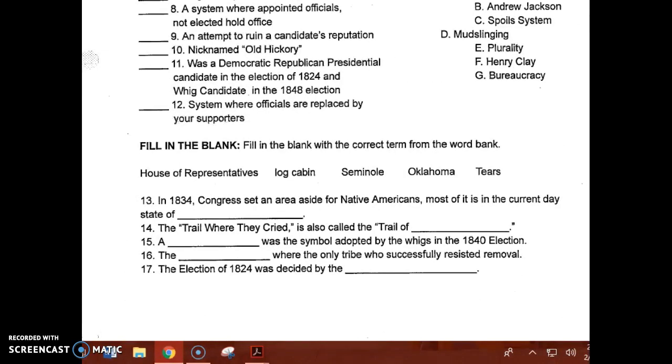The next section is fill in the blank. Here's the word bank: House of Representatives, log cabin, Seminole, Oklahoma, and tears. Number 13. In 1834, Congress set an area aside for Native Americans. Most of it is in the current-day state of blank. Number 14. The trail where they cried is also called the trail of blank.